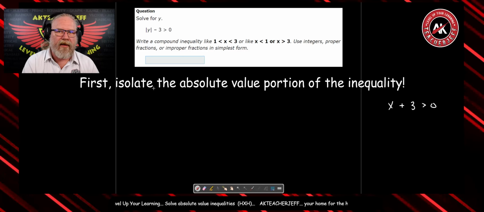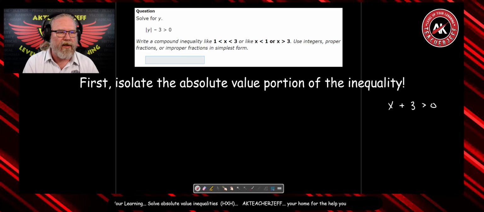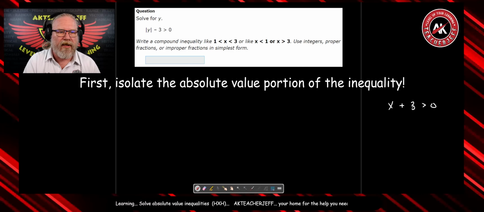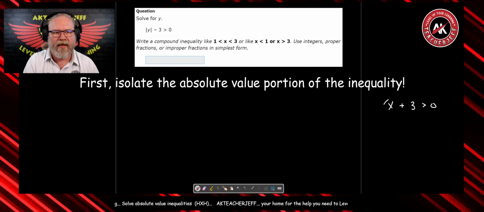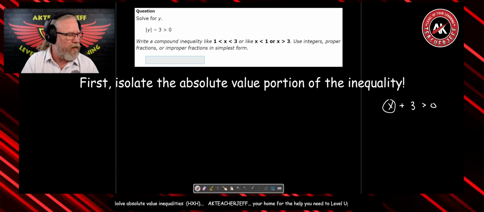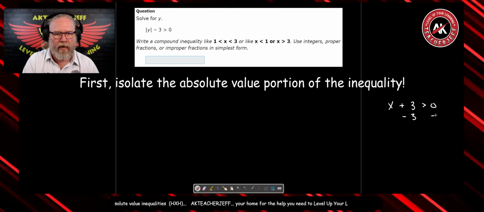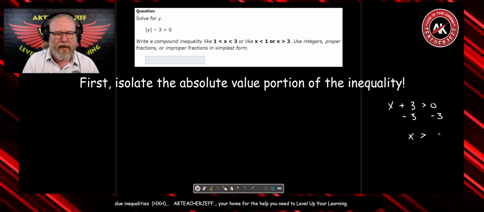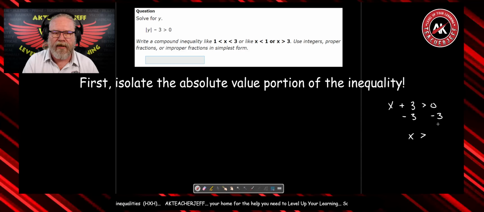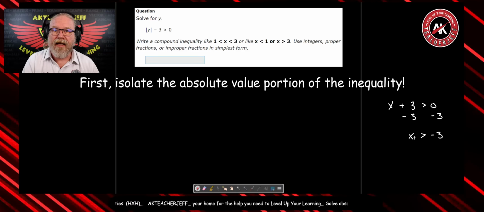First thing we have to do is isolate the absolute value portion of the inequality. So just like I have this x plus 3 is greater than 0, the idea is to get the x all by itself, right? And by doing that, we would subtract the 3. What we do to one side, we do to the other. And then we isolate the x on one side by using an inverse operation. And here we'd end up with negative 3.